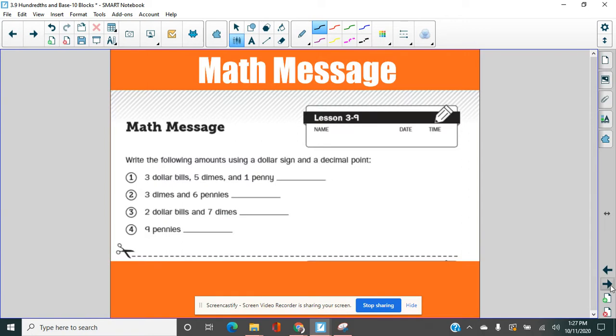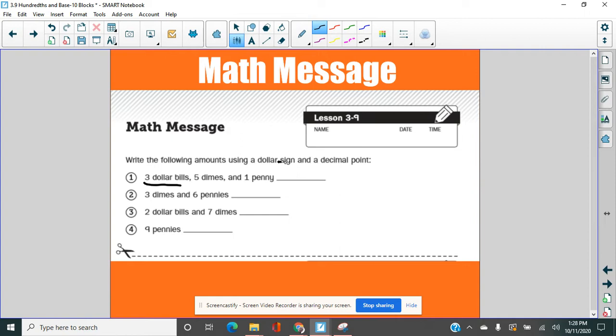Take a moment, and you're going to write down how you would write this amount of money with a dollar sign and a decimal point, right? You've been doing money for a long time. You can put all four answers in the same box. Go ahead and do that, please. All right, now, think about it.